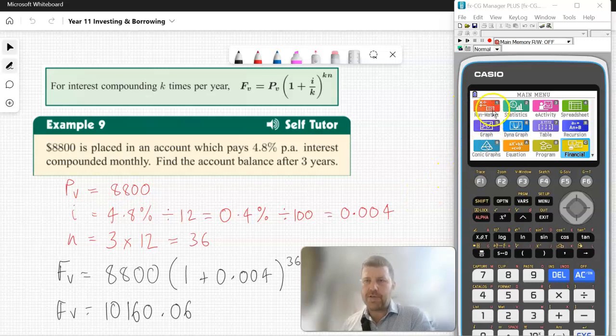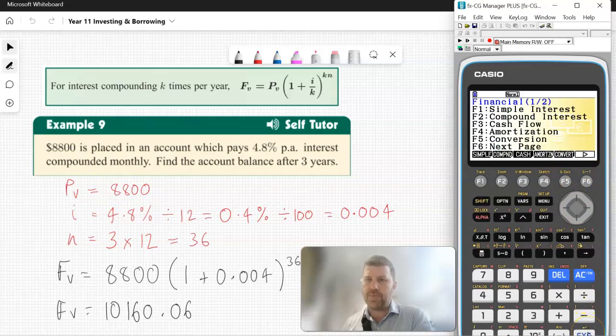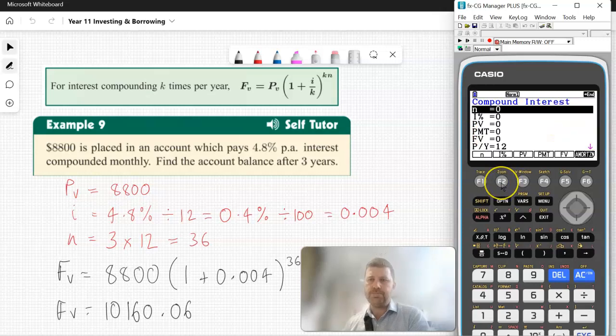So first of all, when you're going to graphics calculator, we're using the financial function. So head down there. Again, we're looking at compound interest, so F2. Now, for N, we're talking about the number of periods that the interest is being compounded for.